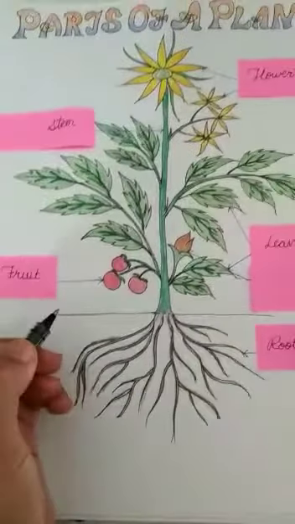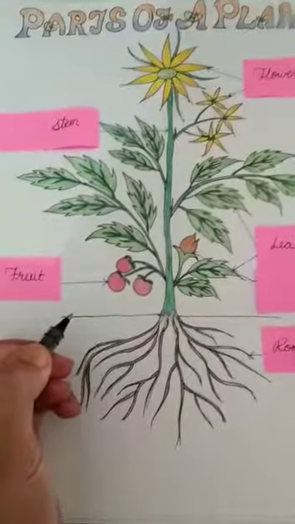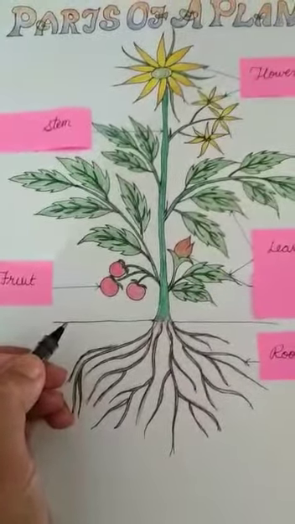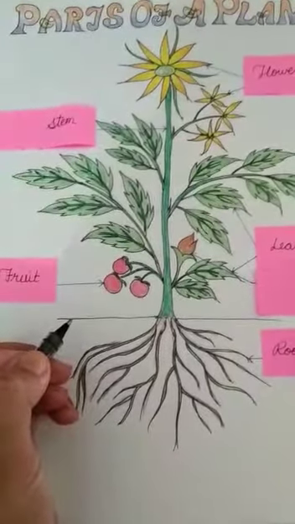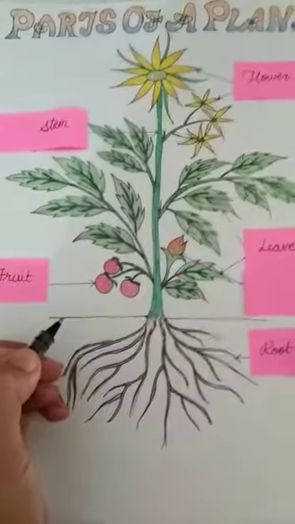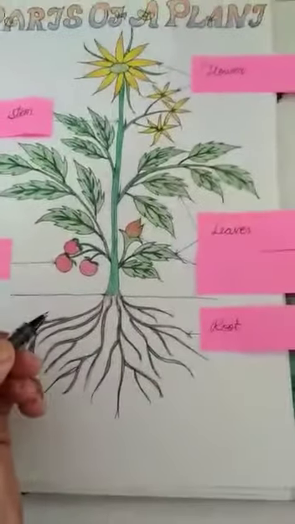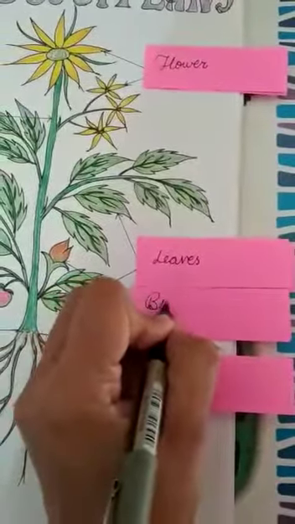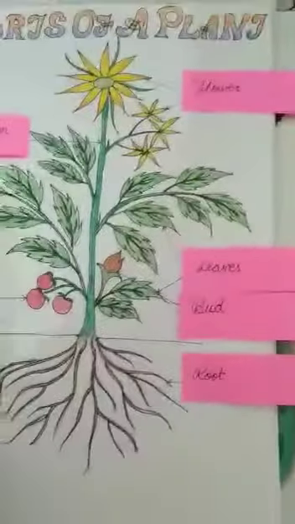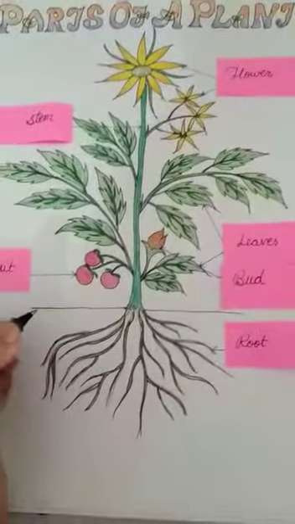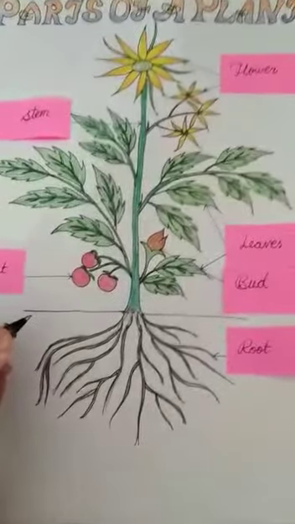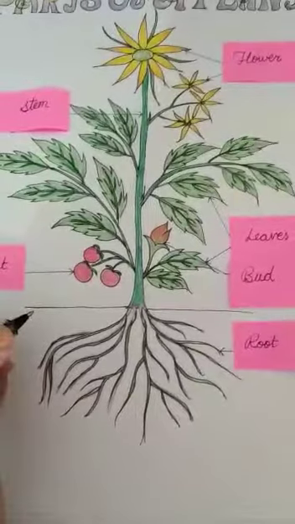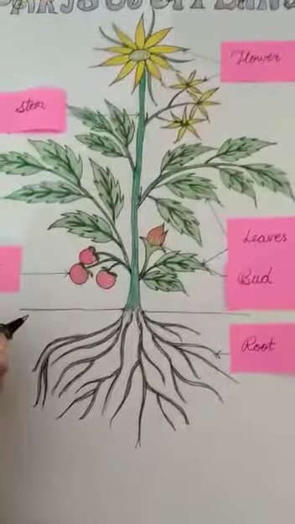Basically, all the fruits, as I have told already, are edible in nature, like tomato, guava, mango, apple, pineapple. All these are fruits. Now the last part of the plant is bud. It is the undeveloped part of a plant. It grows into a leaf or a flower. Buds are also edible in some plants, like in cabbage.